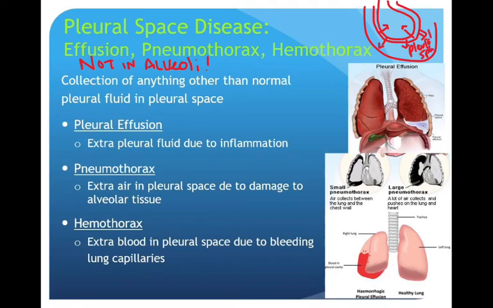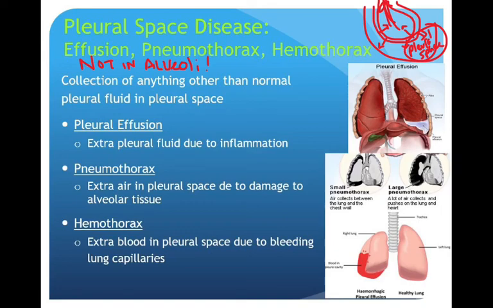And so when we talk about an effusion, a pneumothorax or a hemothorax, we are talking about this pleural space on the other side of the capillary, which is in between the alveoli and the actual wall of our lung. So whether it's fluid or air, something is in the pleural space. It's trapped. It can't get out. Whereas with alveoli, if we have fluid in there, it can get out by coughing it out.